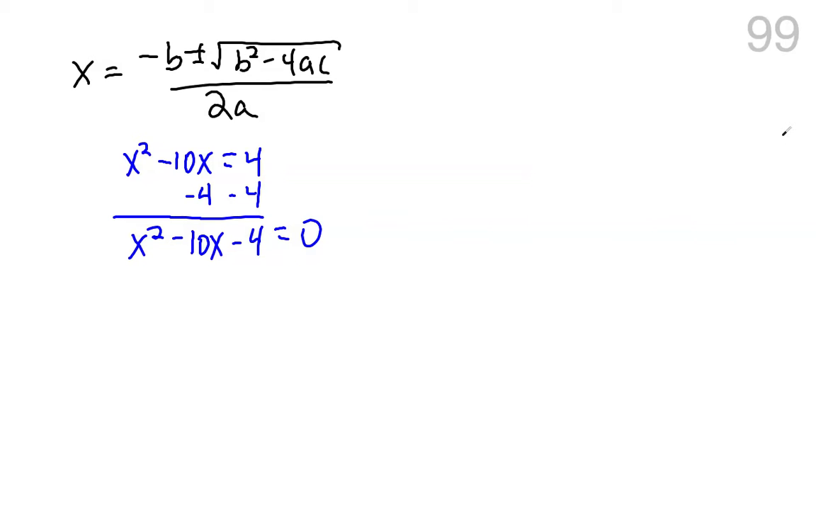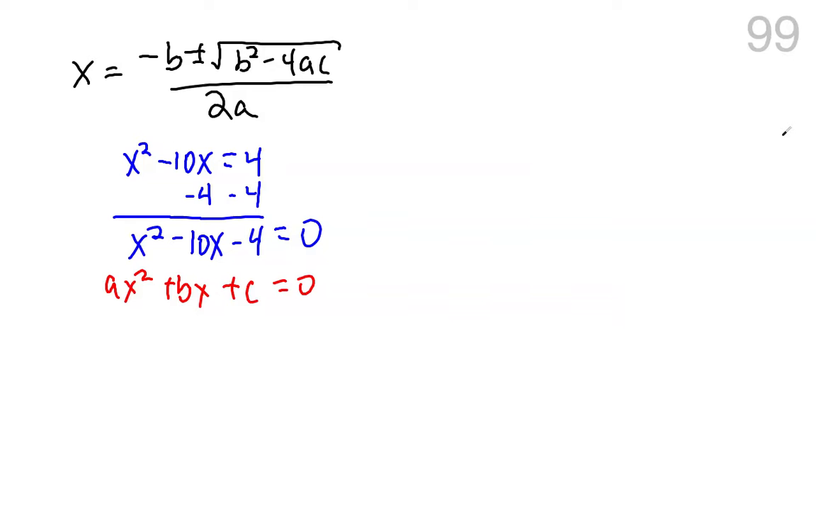Now, the next step is to identify A, B, and C. You know how we have y equals mx plus b for the general equation of a line? The general equation for a quadratic is ax squared plus bx plus c equals 0. That's just like y equals mx plus b. It's the general equation. It's just the way we present a generic quadratic equation.